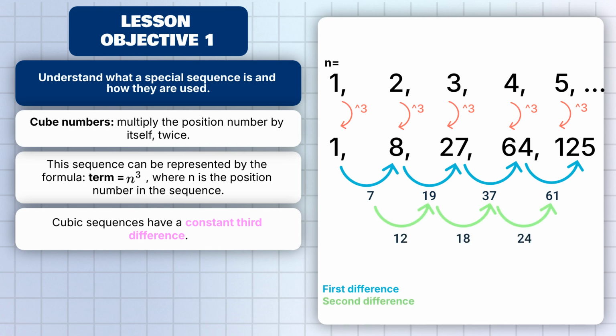The second difference is the difference between each of the first difference terms. Again, we can see that this is increasing as we go further into the sequence. But when we calculate the third difference, we see that this is a constant of 6. This is because we have a cubic sequence, which always has a constant third difference. This pattern continues for higher powers. For example, quartic sequences that have an n term to the power of 4 have a constant fourth difference.